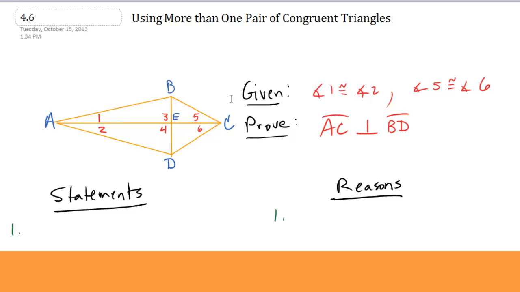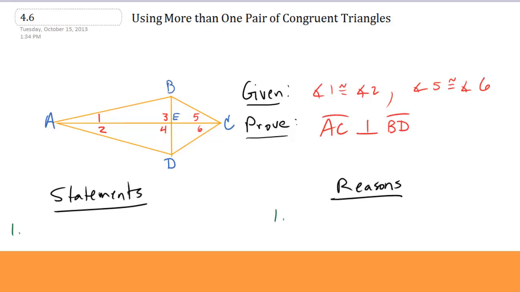So we can play with those pairs of triangles and see if we have different pairs congruent, and see if they relate to each other and tell us things about the other pairs. This will all take place in the form of a proof. And in this proof we're given that angle 1 is congruent to angle 2.